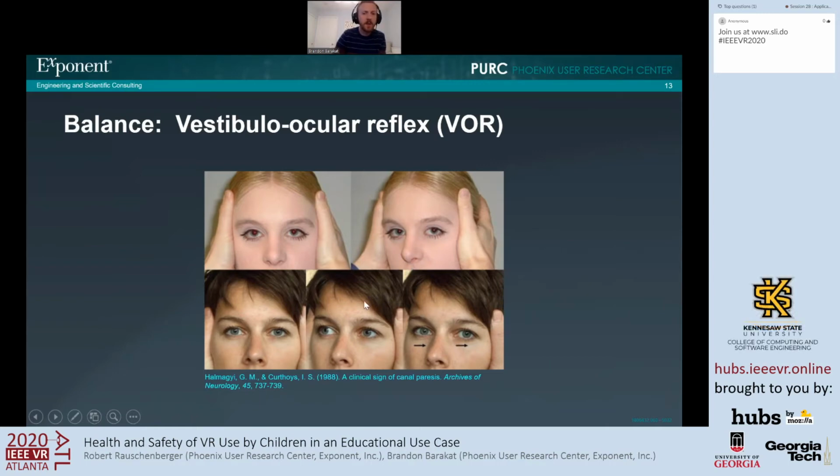But if there is a disconnect between the vestibular and the visual system, then it would look more like this bottom series where they're on your nose, you rotate their head at an unexpected time, and it breaks their fixation on your nose, and you see them correct. So that would be an indication that there's an issue with this reflex.